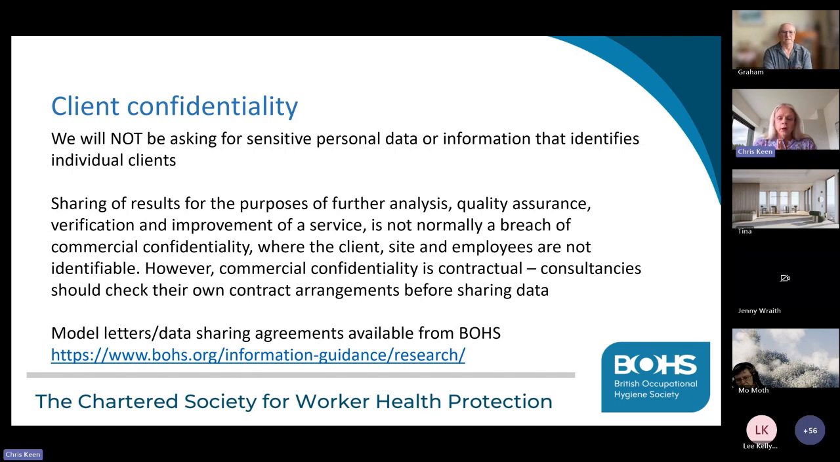We've taken advice from a legal professional insofar as we've spoken to Kevin Bampton about this, and Kevin's given us the advice that's up on the slide, that the sharing of exposure monitoring results for the purposes of further analysis, quality assurance, verification and improvement of a service is not normally a breach of commercial confidentiality, where the client, the site and the employees are not identifiable, which is the case in what we're doing. However, commercial confidentiality to some extent will depend on the individual contract between the consultant and the client. So I think it's wise that any consultant that gets involved in this project does check those contractual arrangements before entering into sharing data with us for the research project.